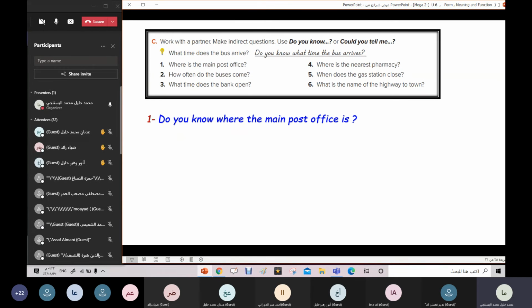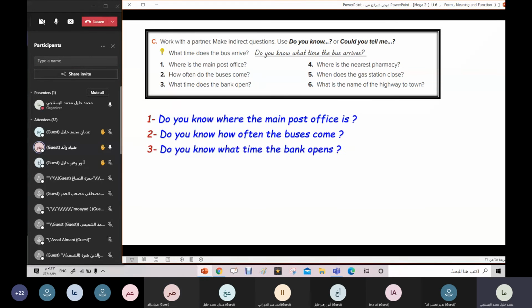Number 2. Yes, Adnan. How often do the buses come? Could you tell me how often the buses come? Good. Could you tell me, or do you know how often the buses come? Just remove do. Number 3, Diya. What time does the bank open? Could you tell me when does the bank open? Opens. Could you tell me what time the bank opens? Good. Do you know what time the bank opens?